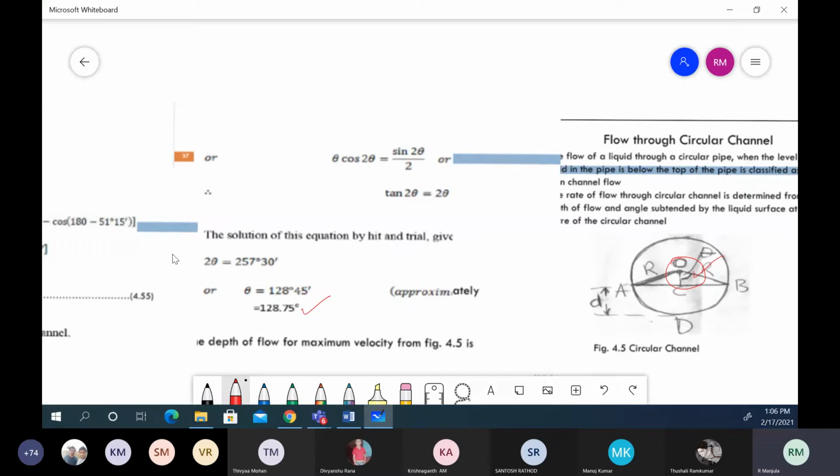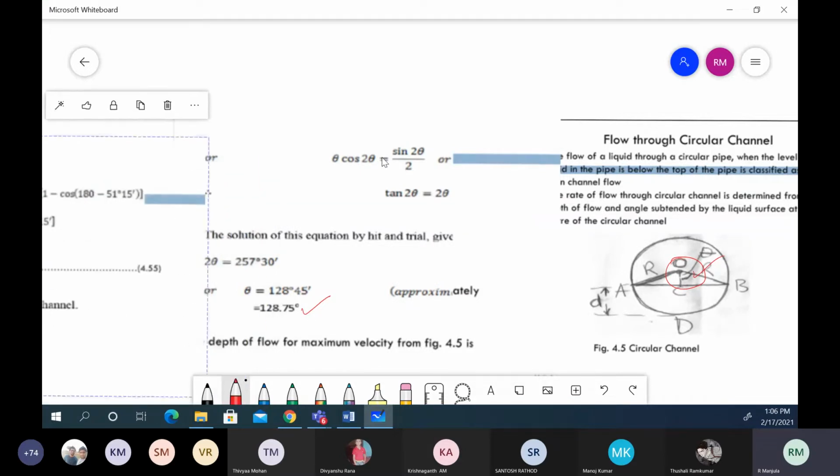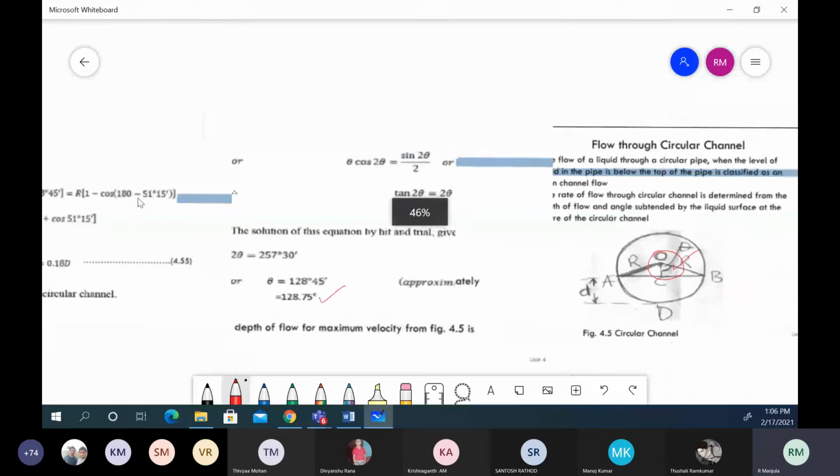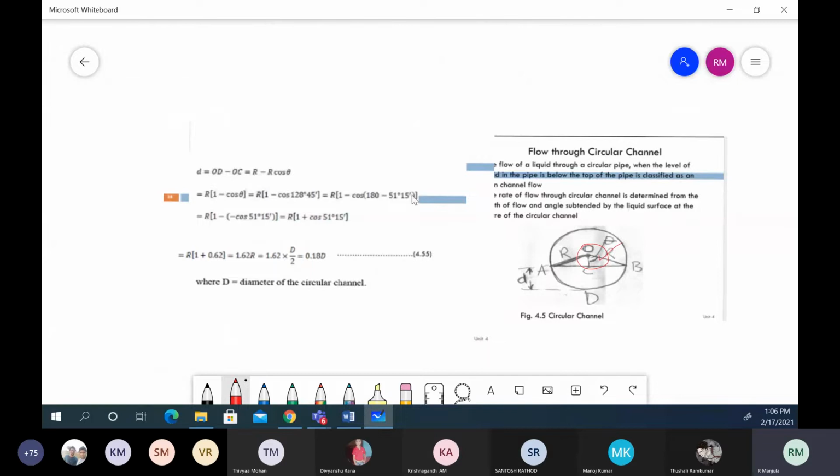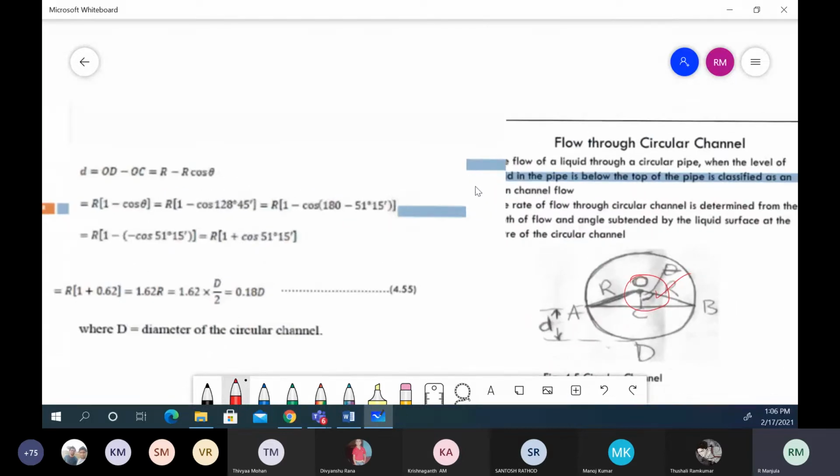And here, in that case, what could be your depth of flow? The depth of flow here is going to be your depth d. That d is nothing but OD minus OC. OD is your radius R, minus R cos theta, which is OC. So you'll get R into (1 minus cos theta). Substitute theta equal to 128 degrees 45 minutes. This is your most economical section for the condition for maximum velocity.